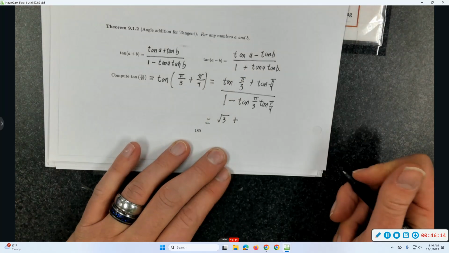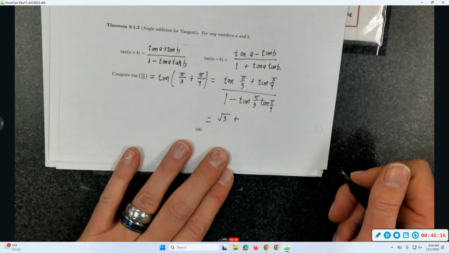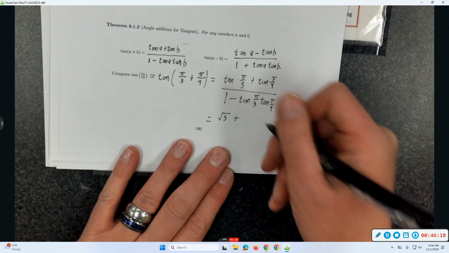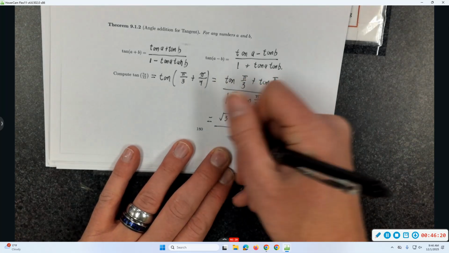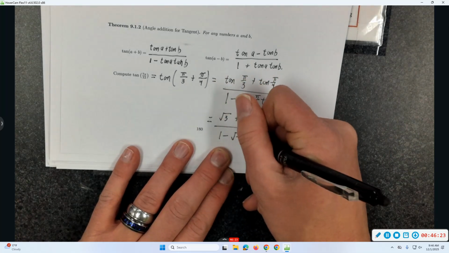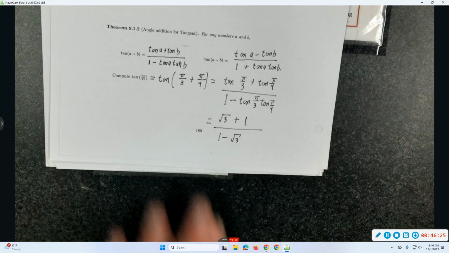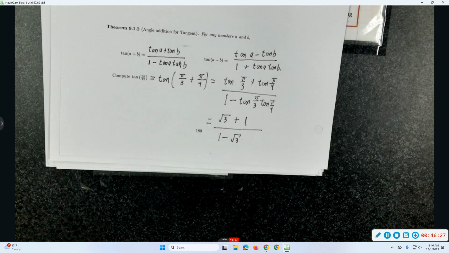What's the tangent of pi over 4? This one you should have memorized. It's a nice number, it's 1. All over 1 minus root 3 times 1. Oh, cool. That's a fairly satisfying answer.